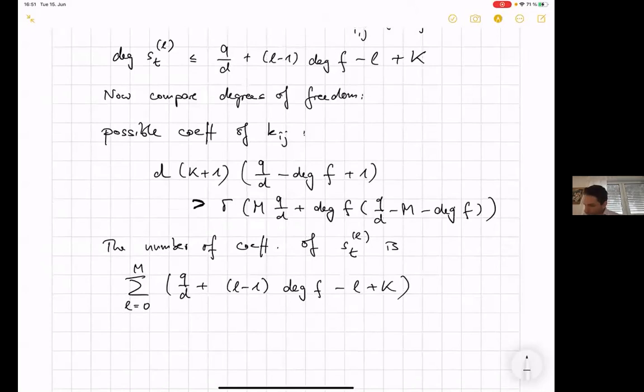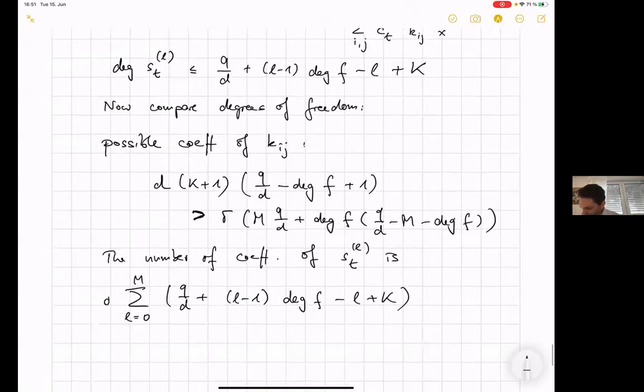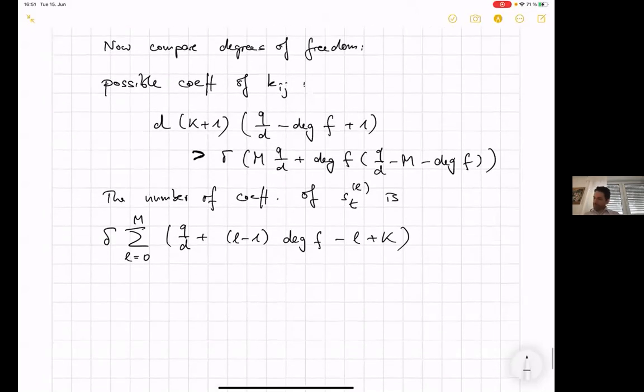And I have to sum this over T, and the possible choices for T is from 0 to delta minus 1, so I have delta choices. And if you estimate this from above, then this is bounded by delta times MQ over D plus 3 times M squared degree of F.